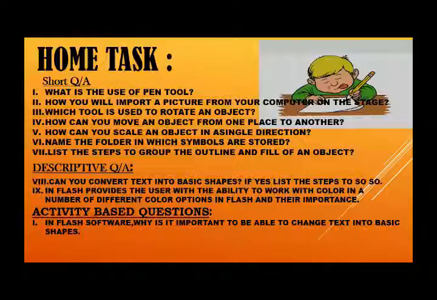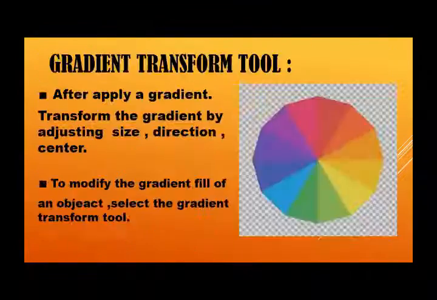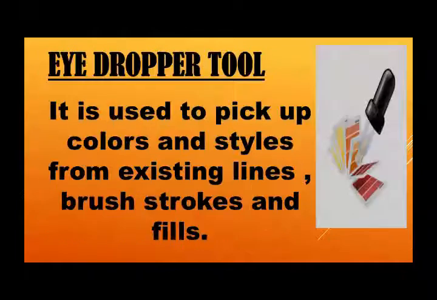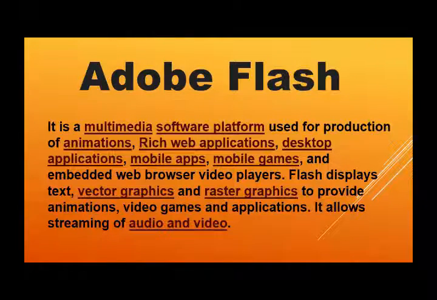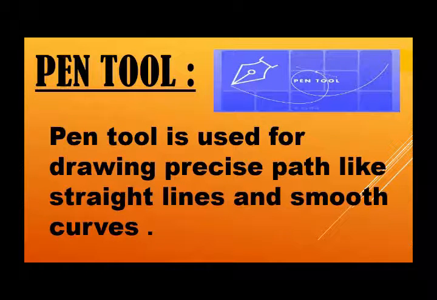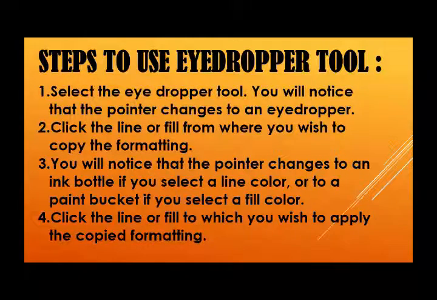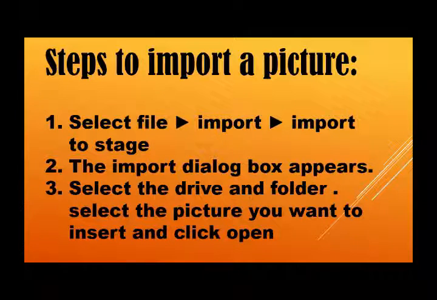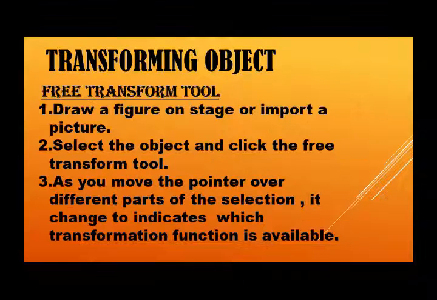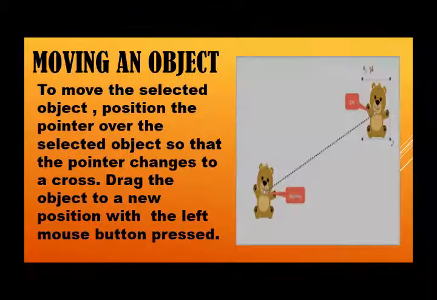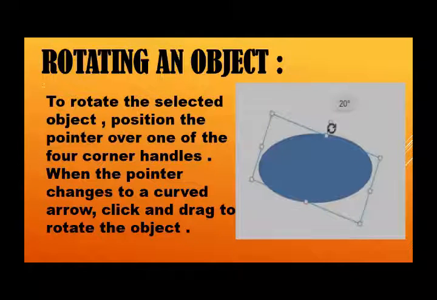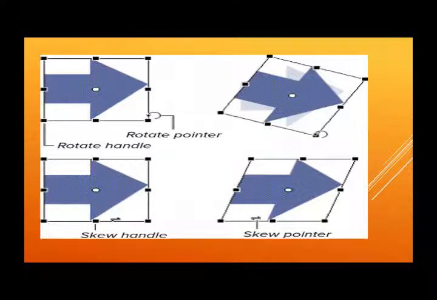And now again I will show you all the slides one more time to recall your memory, and after that I'll finish this chapter. First I'm giving you the introduction of Adobe Flash Player. Then we have the first tool, which is the pen tool, steps to use the pen tool. Then the eyedropper tool, steps to use the eyedropper tool, import a picture, steps to import a picture, transforming objects, steps to transform any object, resize, or we can say moving an object from one place to another, rotating an object. This is a picture of rotating an object.